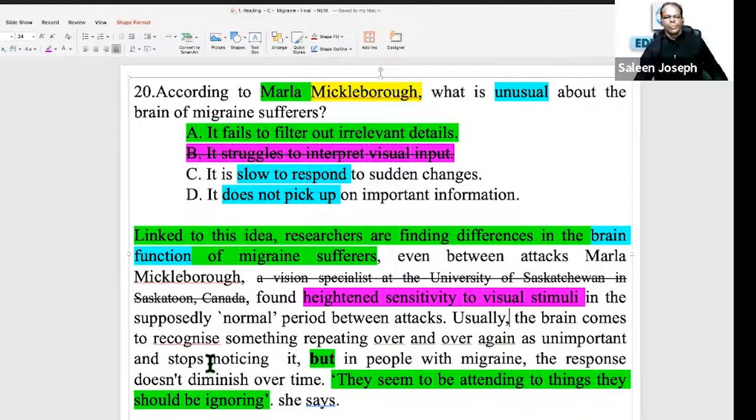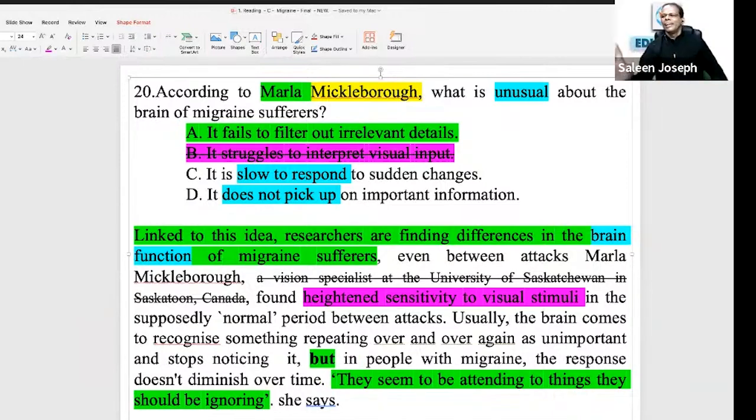Usually, the brain comes to recognize something repeating over and over again as unimportant and stops noticing it. Usually, the brain just ignores what happens repeatedly every day in our life. But after a contrast word, what was said previously is nullified. Is this clear? Yes, sir.